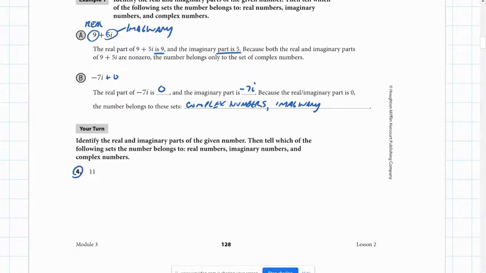So if you take the number 11, 11 has only a real part. There's no imaginary part, so we could say plus 0i. And so the real part is 11. The imaginary part is 0i. And so this is a complex number. And it's also just a real number because the imaginary part is 0.